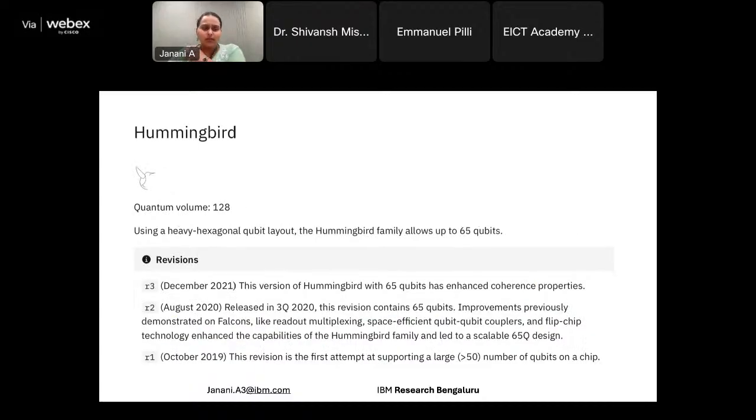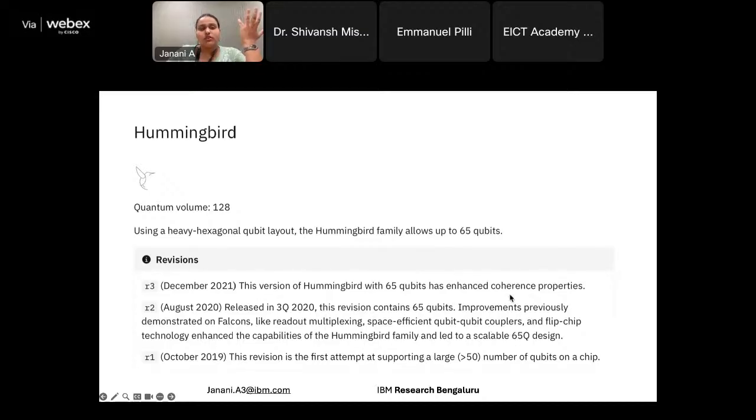Then we had Hummingbird, which has a quantum volume of 128. This uses a heavy hex qubit layout, and it allows up to 65 qubits. And what are the major revisions that happened? This was the first attempt at supporting a large number of qubits, basically greater than 50. And then this was released in 2025. So we went from 50 to 65.